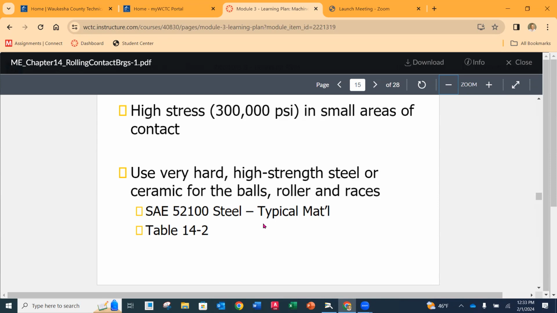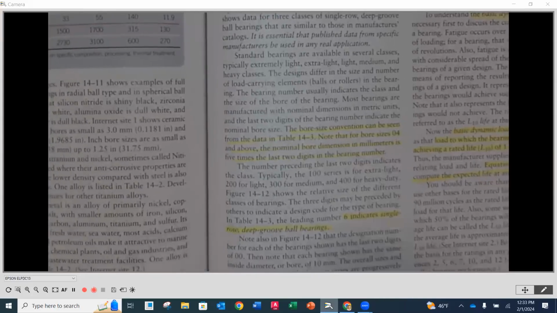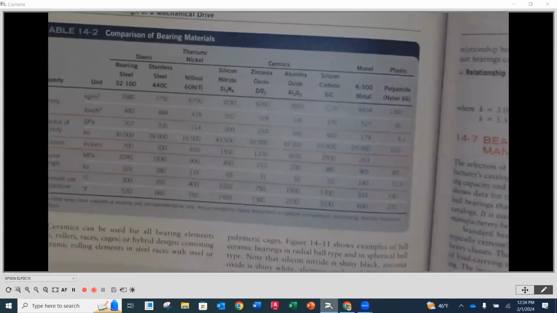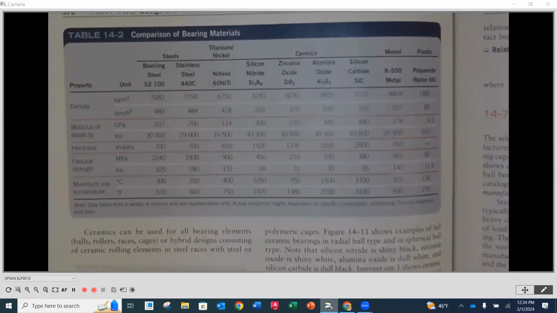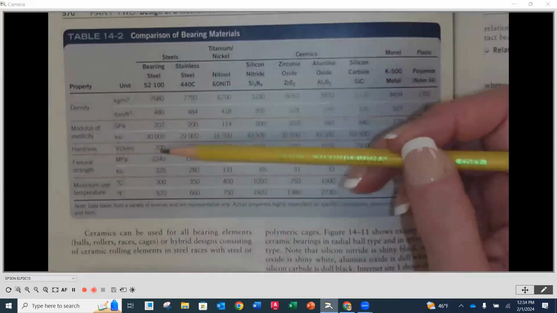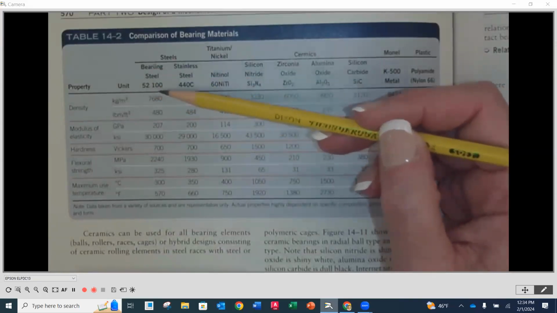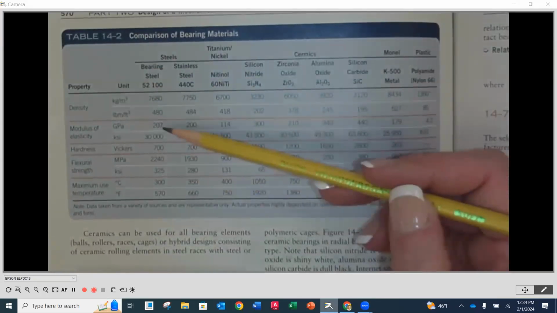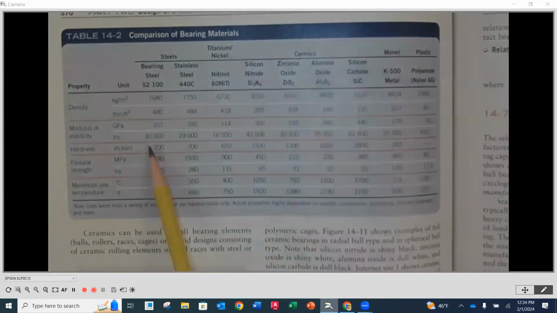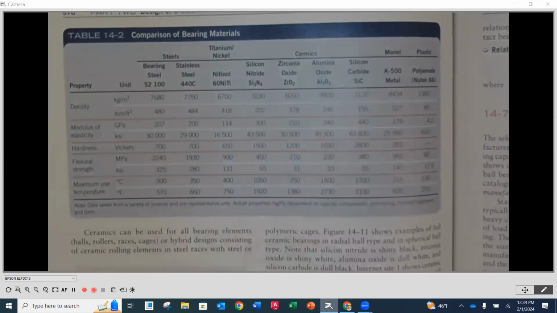52100 steel. So if we look at table 14.2 in your book, which is on page 570, here are some options that we would have for different types of materials. The different materials are coming down here. Here's that bearing steel, the 52100. It gives you the density, modulus of elasticity. I mean, we're at 30,000, that's KSI, so add another 3 zeros there. And that's a lot of resistance. That's a lot of stress.